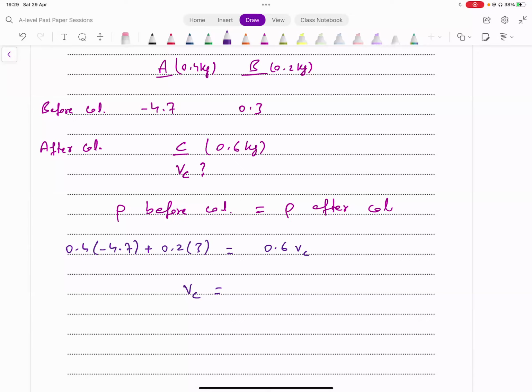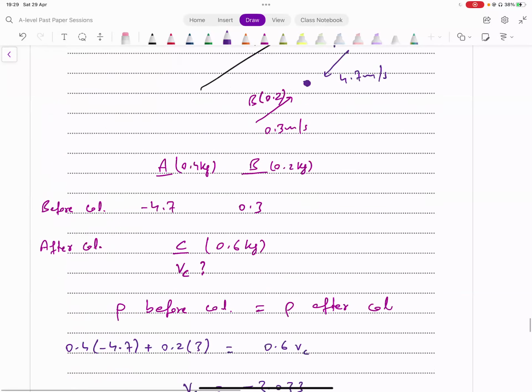Just check that again, 0.4 into 4.7 into minus 1. Okay, plus 0.2 into 0.3, whole divided by 0.6. And that turns out to be negative 3.033 for me. This is the velocity of C that I'm getting.